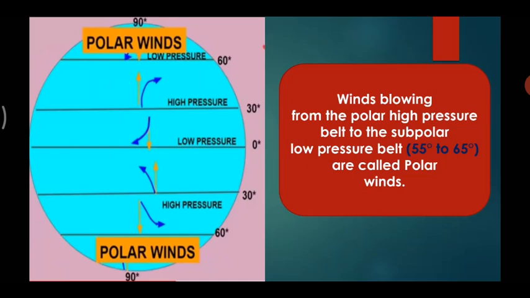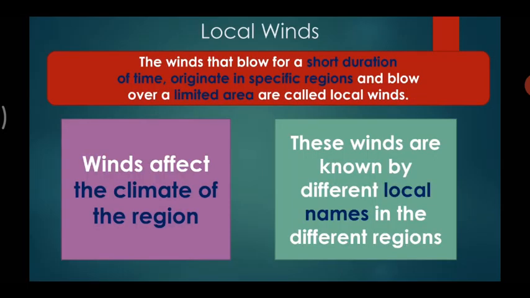So which are the three planetary winds we learned? Easterlies, westerlies and polar winds. Always remember the winds blow from high pressure towards the low pressure. Now let us study about the local winds. What are local winds? The winds that blow for a short period of time. That means they will not blow throughout the year continuously. They will not blow like the planetary winds.